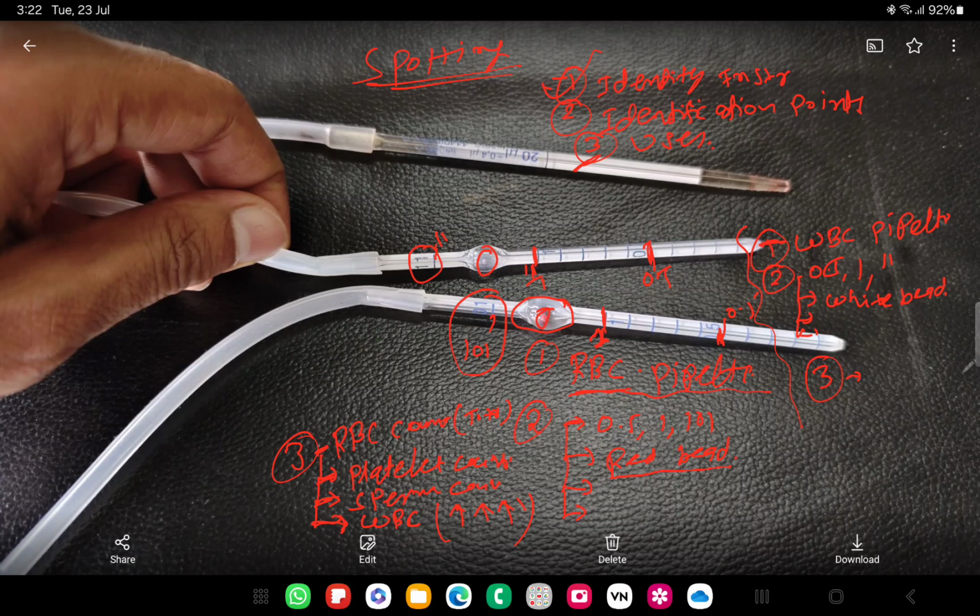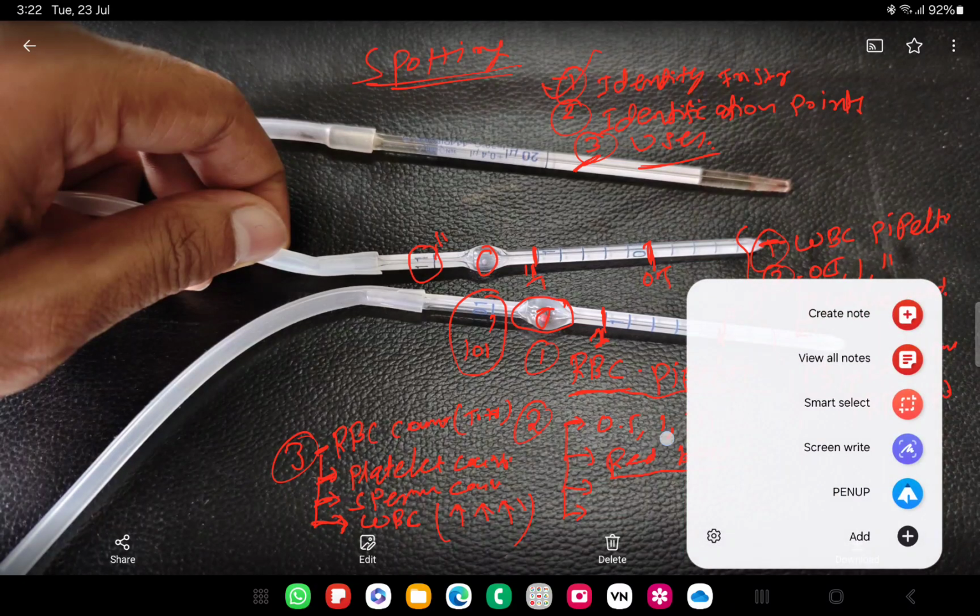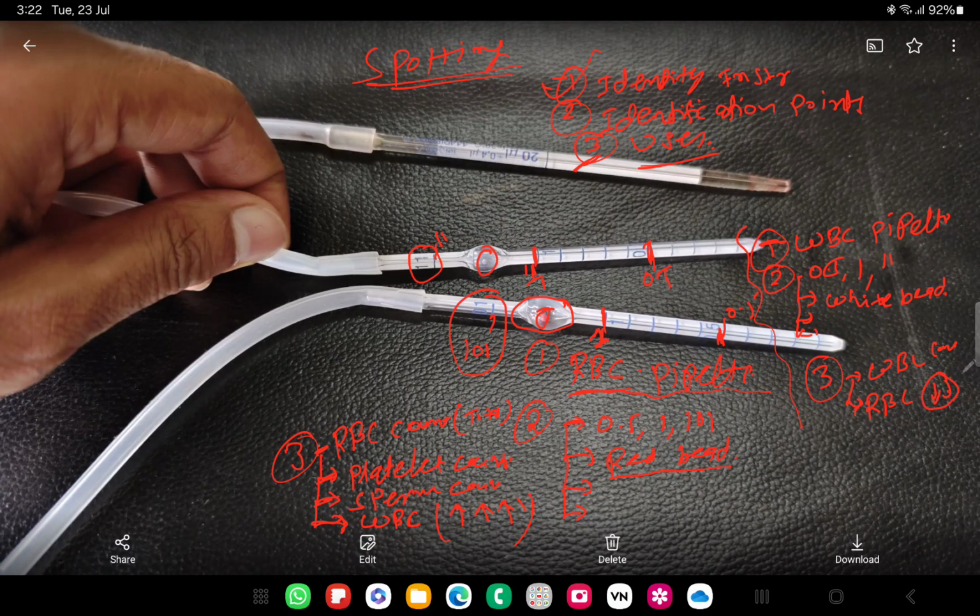So third point: function, or you can say uses. Uses are obviously WBC count, total WBC count. Then the second one is that sometimes we can use it for RBC count, when the RBC count is very much low, in case of anemia, severe type of anemia. In that condition, we can use the WBC pipette to count RBC. And third, we can sometimes use it for absolute eosinophil count. For eosinophil count we use diluting fluid and blood with the WBC pipette, and we can count.